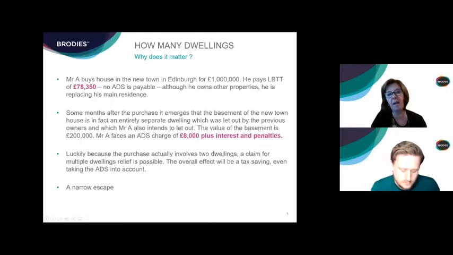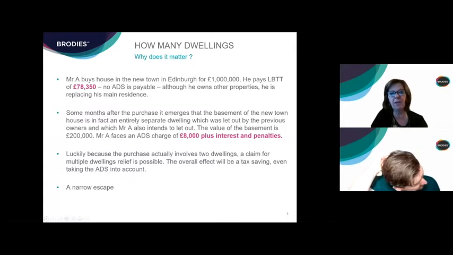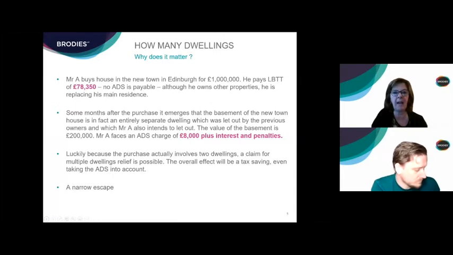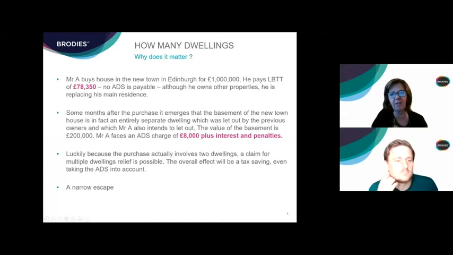And why does it matter? So this is a bit of a salutary example of Mr. A buying a house in the New Town in Edinburgh for £1 million, and he pays the LBTT of £78,350. There's no ADS because although he owns other properties, he's replacing his main residence.